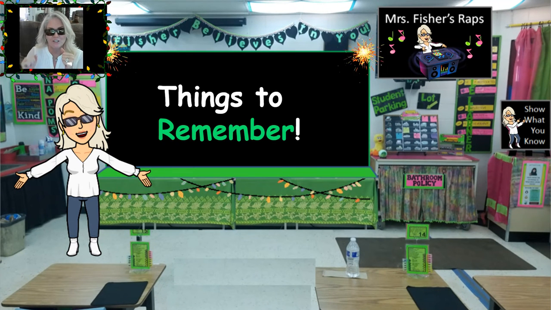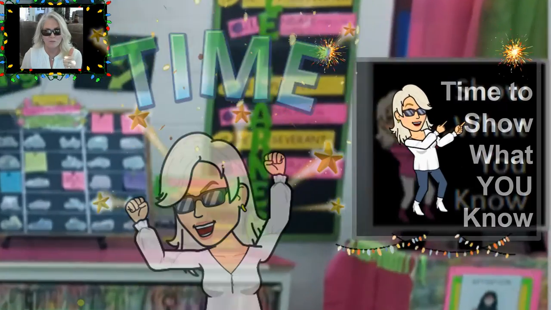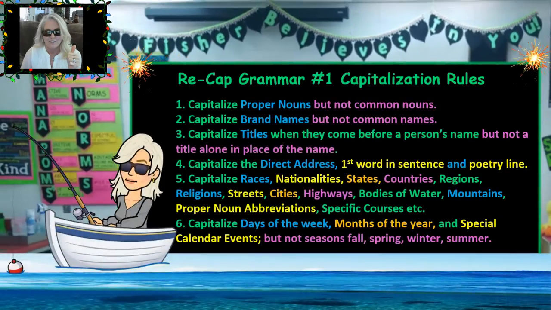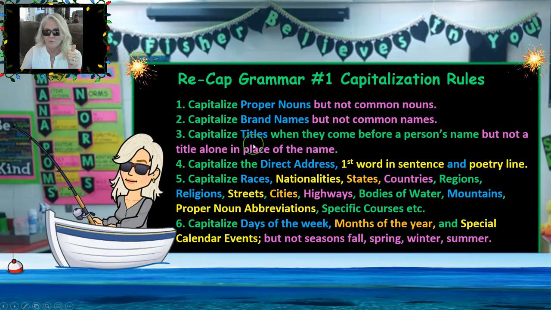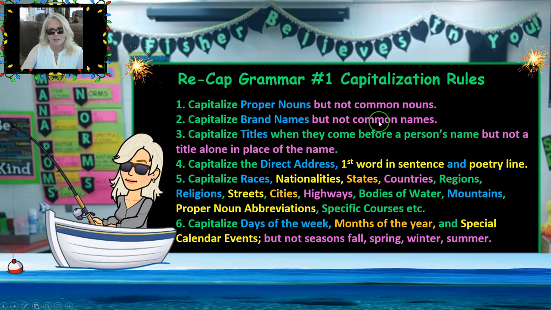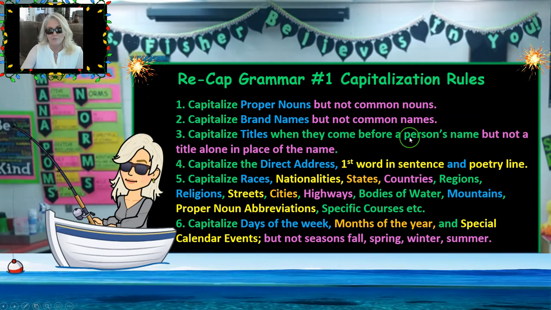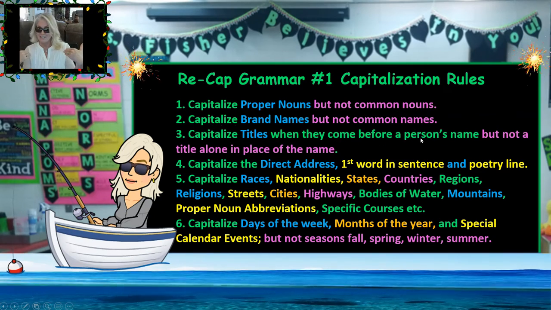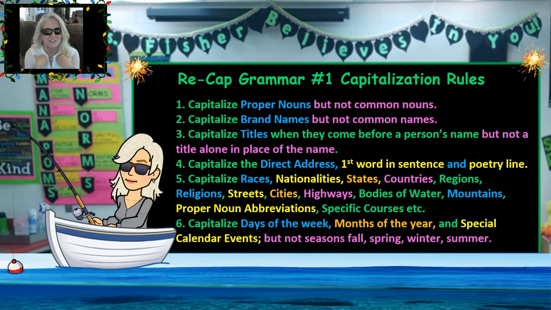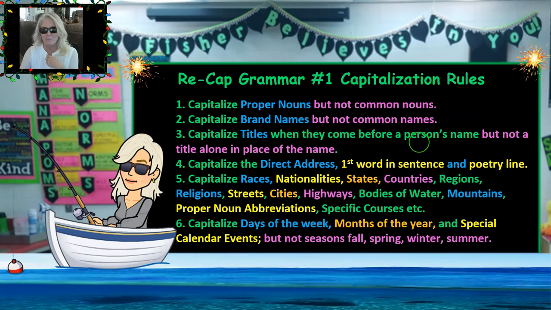So now we're going to move on to our things to remember, and we're going to recap the grammar lessons we've had thus far. So, in capitalization, we learned to capitalize proper nouns, brand names of business products, but not the common noun next to it. We know to capitalize titles when they come before a person's name, like hopefully, Captain Fisher. I was Captain Fisher once, but Dr. Fisher is what I look forward to becoming.